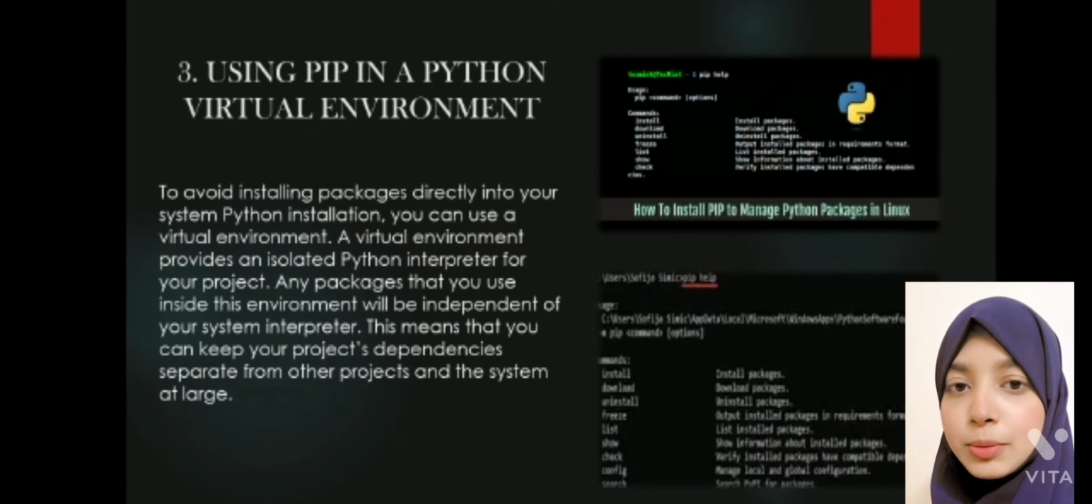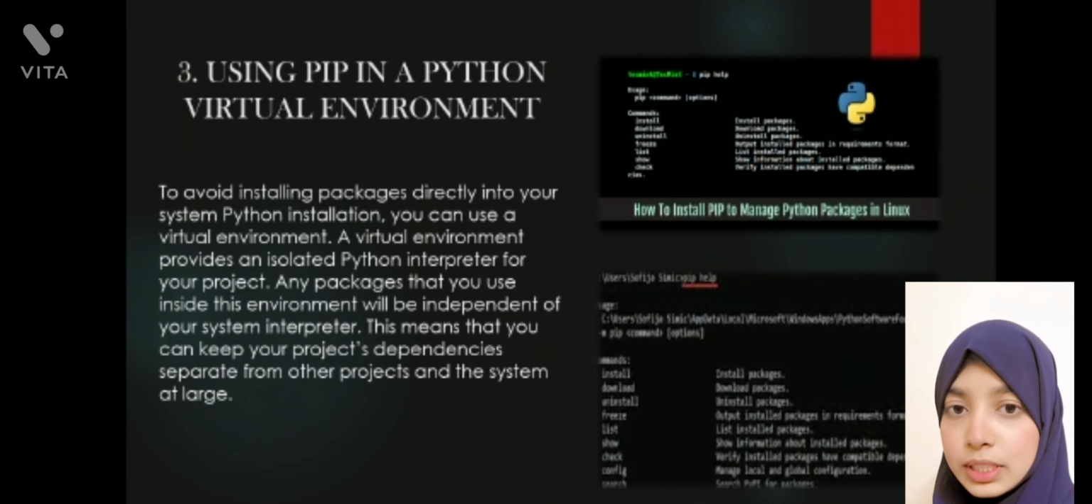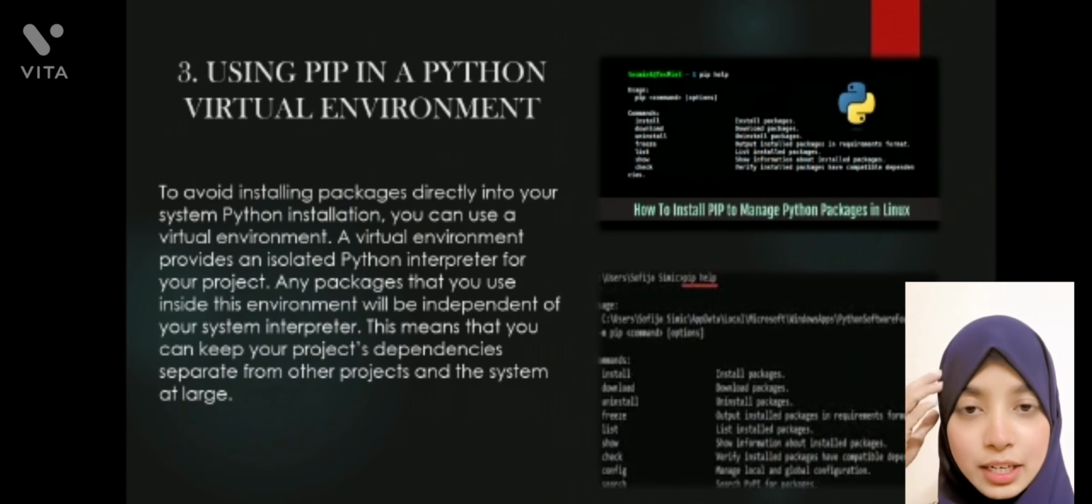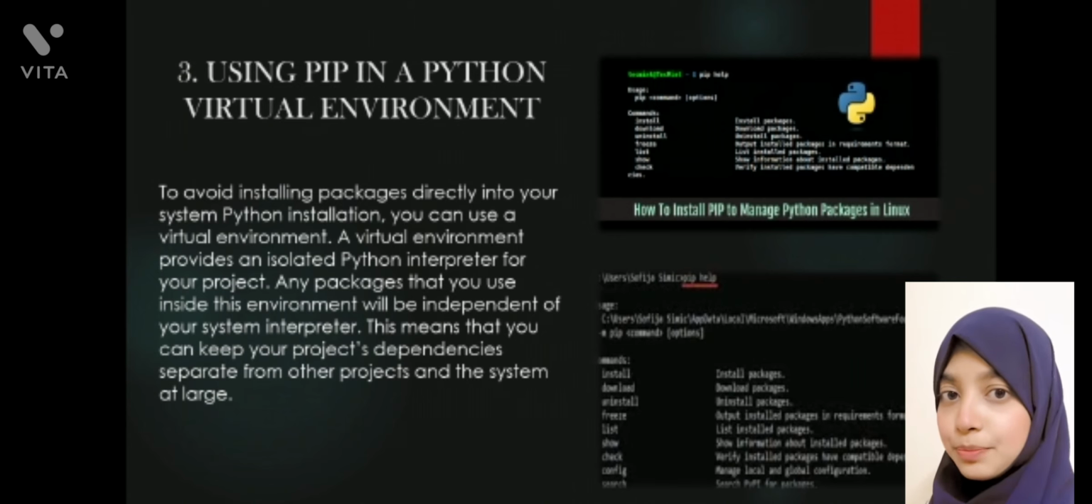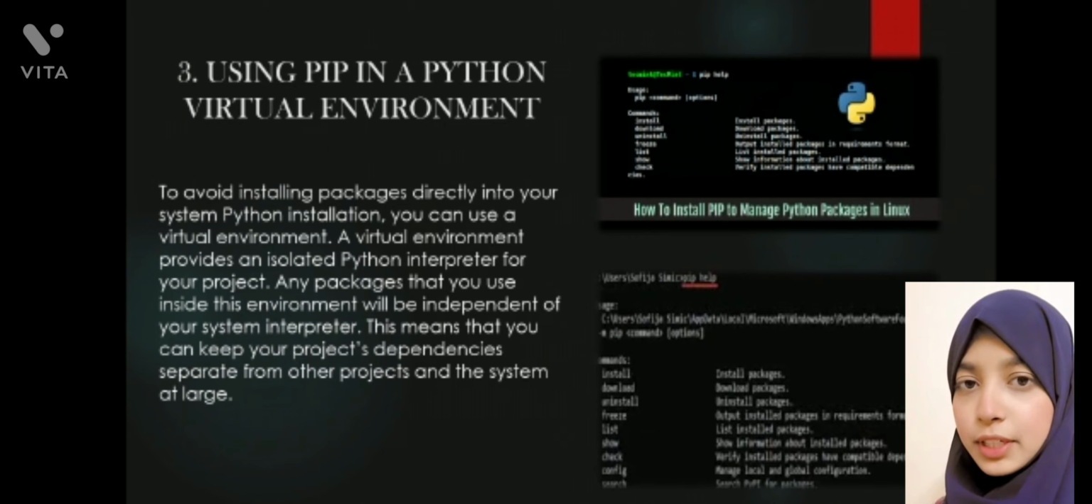So now the third is using pip in a Python virtual environment. How to use pip in a Python virtual environment? To avoid installing packages directly into your system Python installation, you can use a virtual environment. A virtual environment provides an isolated Python interpreter for your project. Any packages that you use inside the environment will be independent of your system interpreter. This means that you can keep your project's dependencies separate from other projects and the system at large.